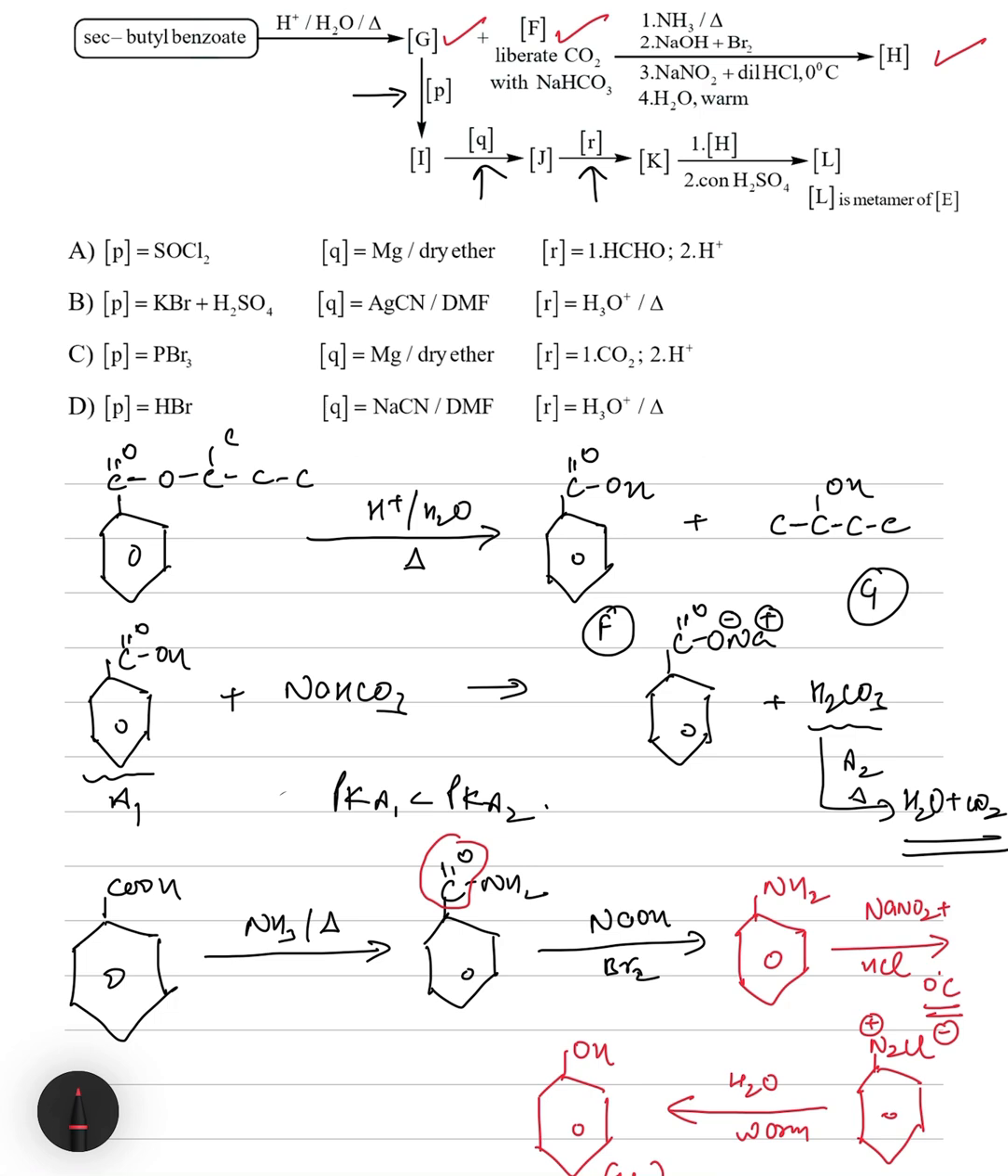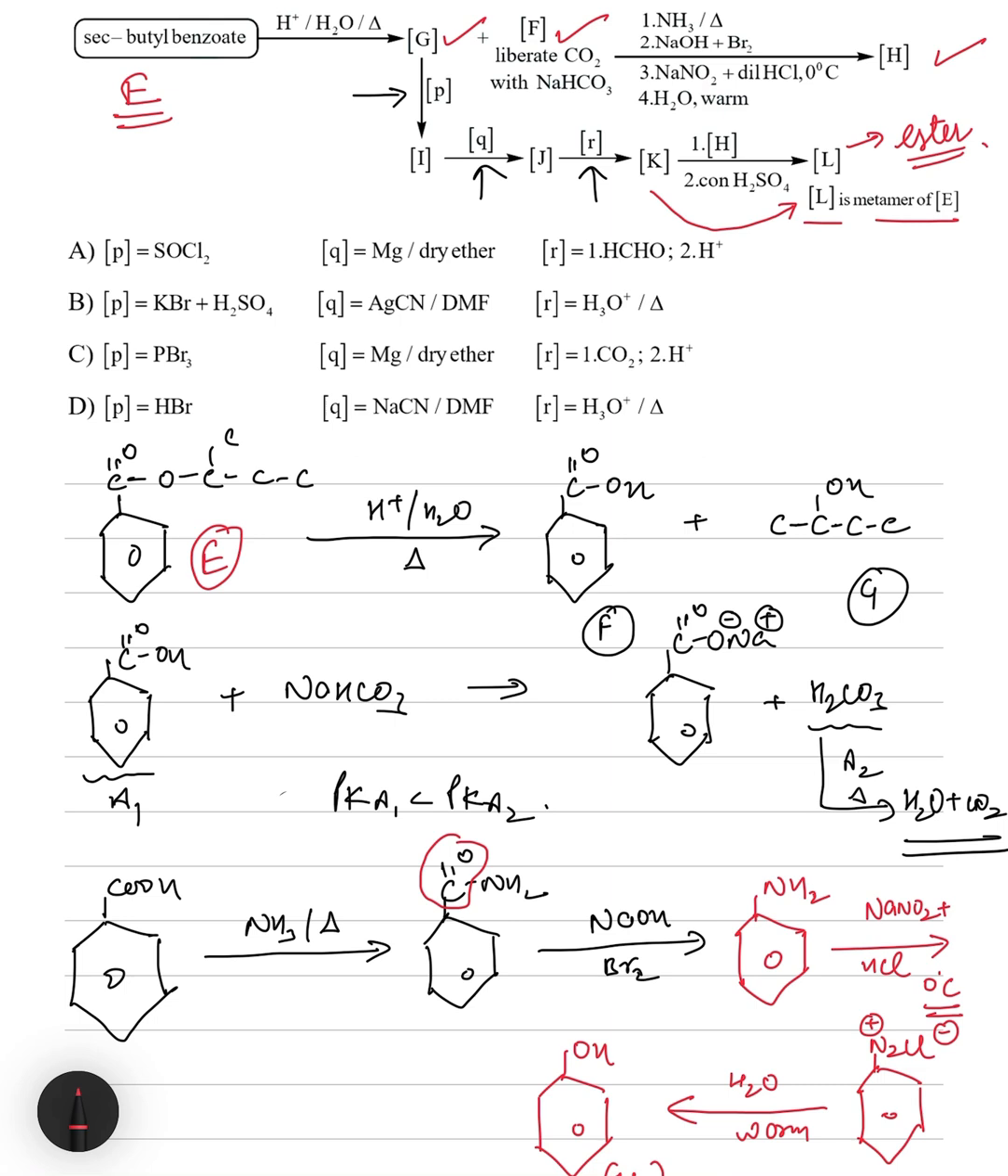See, basically, in the last, the L product is the metamer of E, right? Now, E is this one, the reactant E, sec butyl benzoate. We have drawn it here. This is E, and L is the metamer of E. That means L is also an ester. Now, to form the ester, what do we need? To form the ester, we need a carboxylic acid and alcohol, right? And if you look here, from K to L, the formation of ester is taking place. That means K must be either an acid or alcohol.